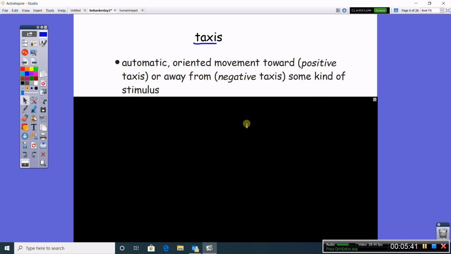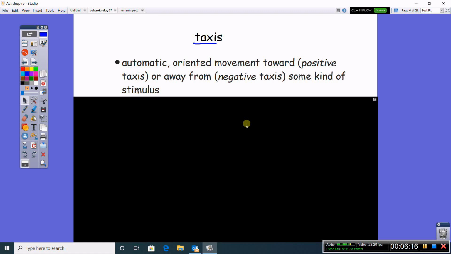So now let's contrast kinesis with taxis. So whenever I see that word taxis, I think of a taxi. If you get into a taxi or an Uber or a Lyft in a big city, that taxi is going to take you directly to where you want to go. It's not going to meander around New York City and take you all around town. It's going to take you directly to where you ask them to take you. And so that's how taxis is different from kinesis. It's not a meandering or a wandering.